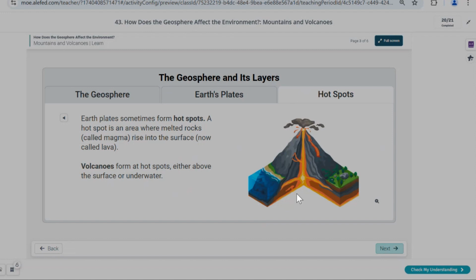When it comes outside. When it's inside, it is magma. Okay, now let's go to the next part.